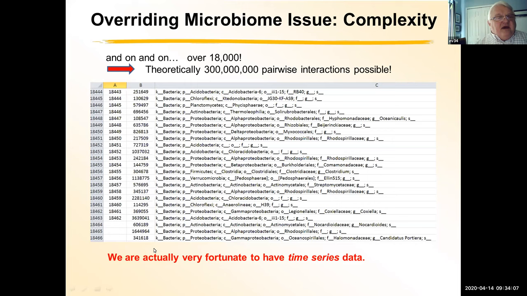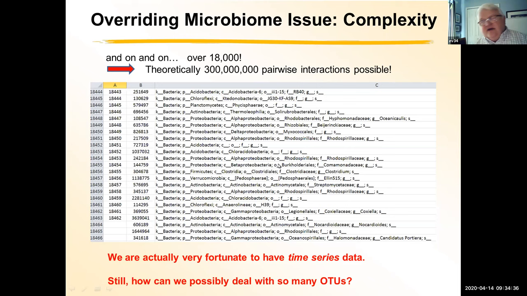In a way, we are fortunate because we have time series data. People in Wisconsin went out every month and got samples from the same place, same depth, and so on. We've done the same here in Georgia with Lake Lanier, going out about every month and getting samples. And these samples have, in both lakes, between 15,000 and 20,000 different OTUs. So how can we possibly deal with so many OTUs?